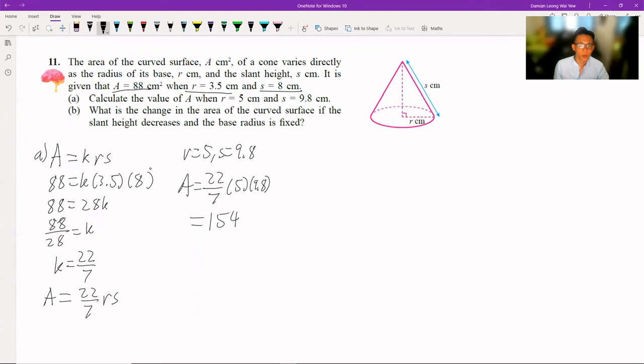154. The unit follows back, it is cm square. So here also cm square. Or you can look at this also: cm times cm, cm square.